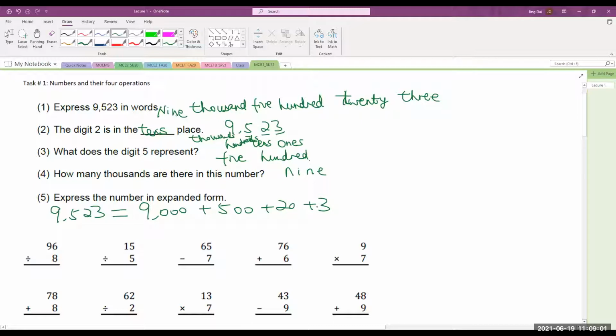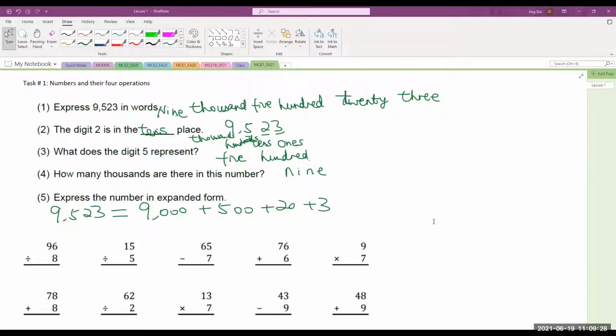So when we are entering Math Contest 1, we need to know numbers up to the thousands place, okay? And we need to know how to express them in words. We need to know each place value and what they represent. We also need to be able to write the number in the expanded form. So you have done all of that. That's great.